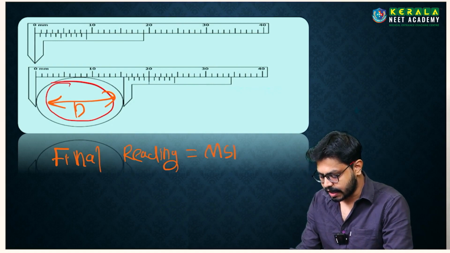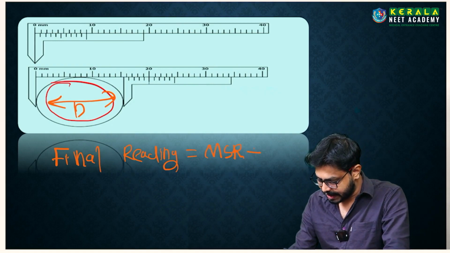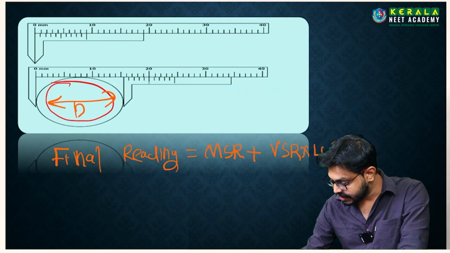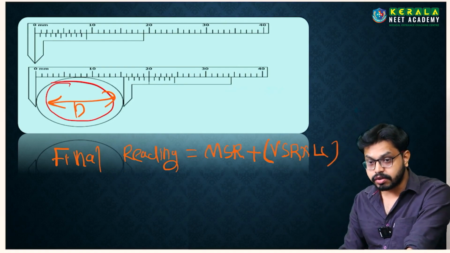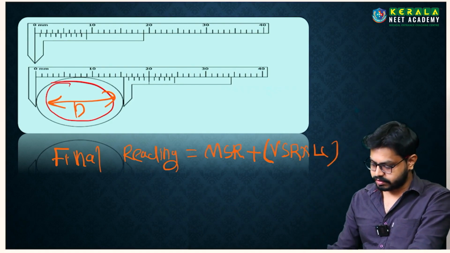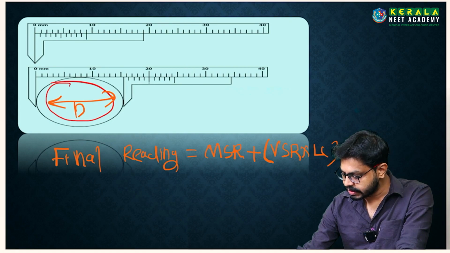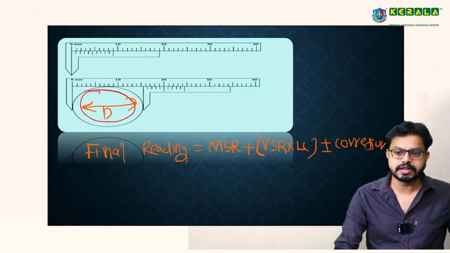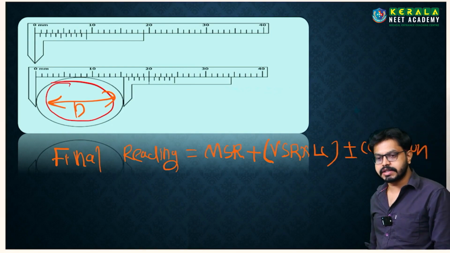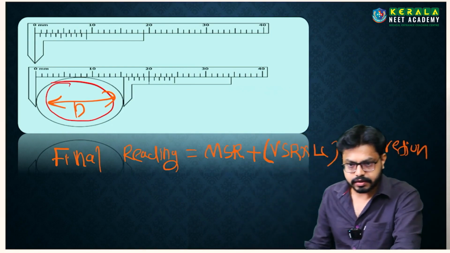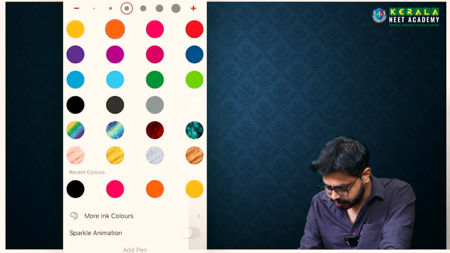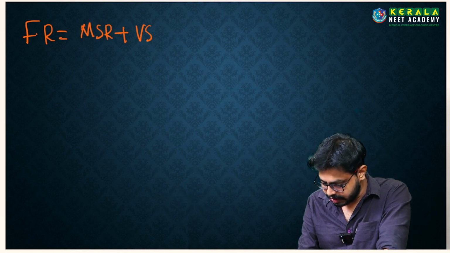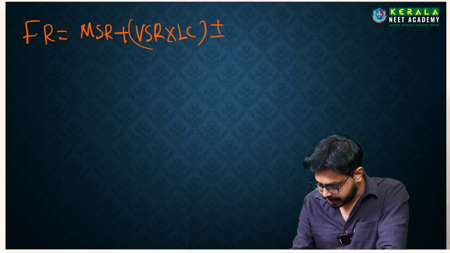Final reading is equal to, very simple, listen: MSR, main scale reading, plus VSR, vernier scale reading, into LC, plus or minus correction. If there is any error, we have to correct it. That is why I write plus or minus correction. The equation of final reading: final reading is equal to MSR plus VSR into LC plus or minus correction.